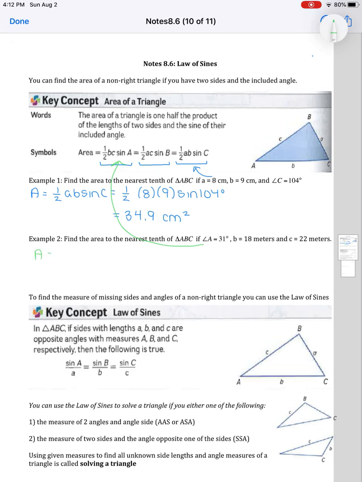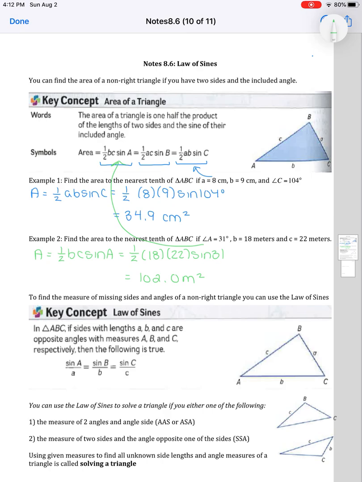Now for the second one, if you have angle A, little b, and little c, that's going to give you scenario one, the first one. So you have 1/2 little b, little c sine A. And again, you're just subbing everything in. So it's 1/2 times 18 times 22, and the sine of 31. And that, when you type it all in, should be about 102.0 meters squared. All right, so the nice part is it has to say find the area, so you'll definitely know the difference between what we're about to go over and this type of question.